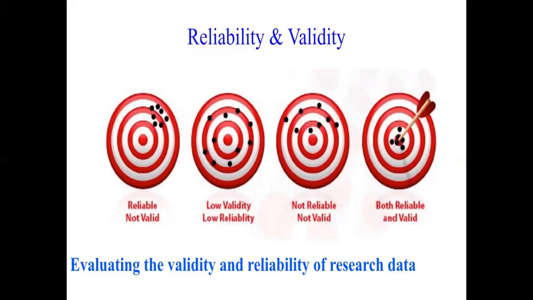So this diagram can make it easy to understand the difference between reliability and validity. For this one, it is reliable, that's to say repeatable, beside each other, but away from the target, so not valid. This shape has low validity and low reliability, not beside each other and away from the target. This is not reliable, not valid, but this one is both reliable and on the target, so valid.